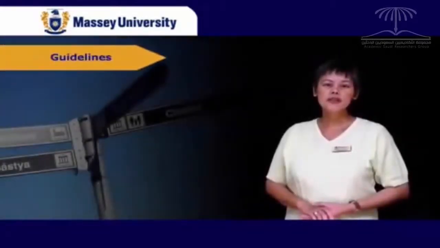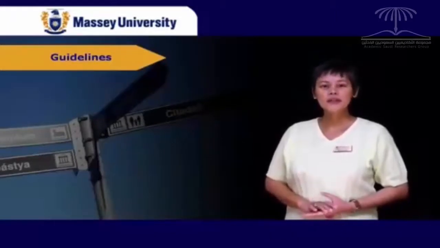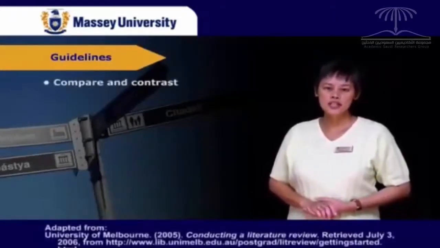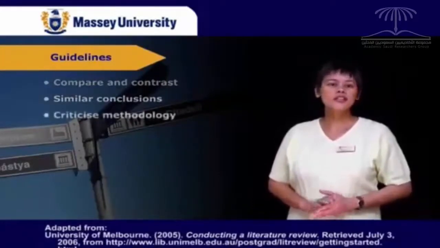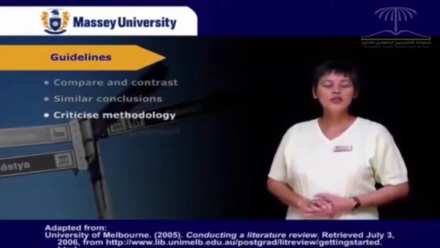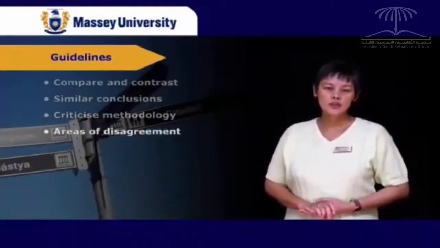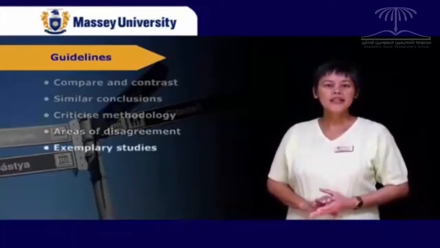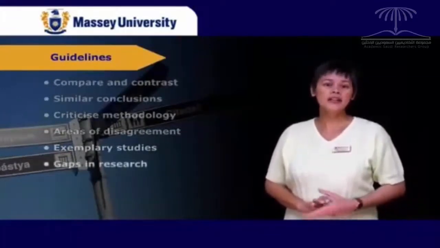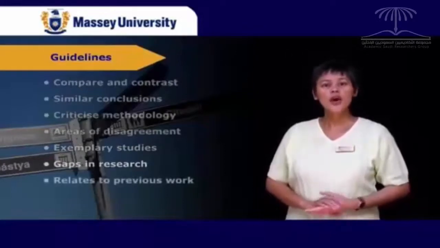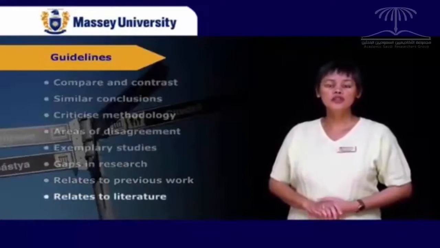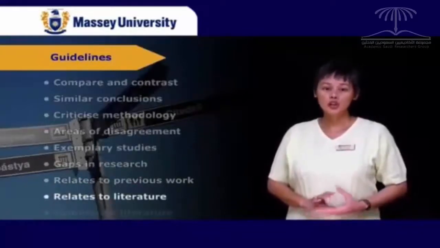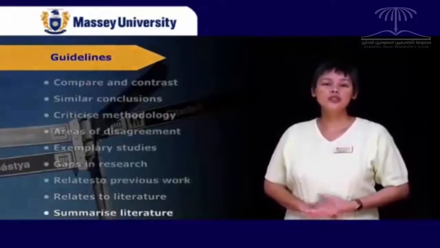In synthesizing information from sources, you may use the following points as guide. Compare and contrast different authors' views on an issue. Group authors who draw similar conclusions. Criticize aspects of methodology. Note areas in which authors are in disagreement. Highlight exemplary studies. Highlight gaps in research. Show how your study relates to previous studies. Show how your study relates to the literature in general. Conclude by summarizing what the literature says.